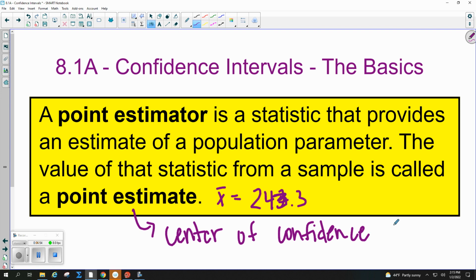All right, and our confidence interval is what we're going to use to guess the truth, okay? And yes, you guys should write this down. All right, a point estimator is a statistic that provides an estimate of the population parameter. So this we usually say with some kind of words. All right, I'm going to use the sample mean or the sample proportion. All right, and then the actual point estimate is the value that we get from our sample mean.